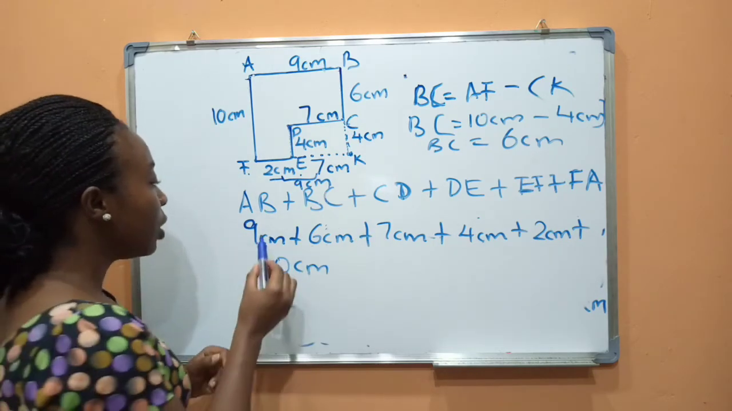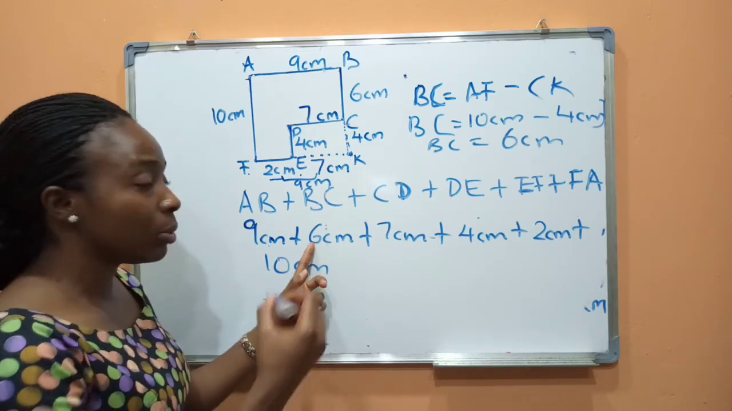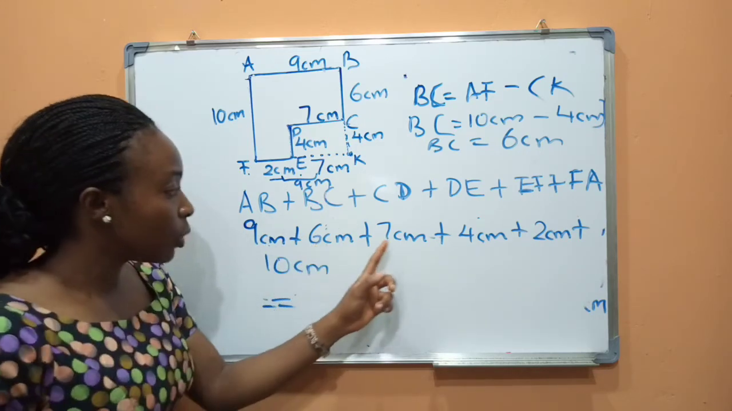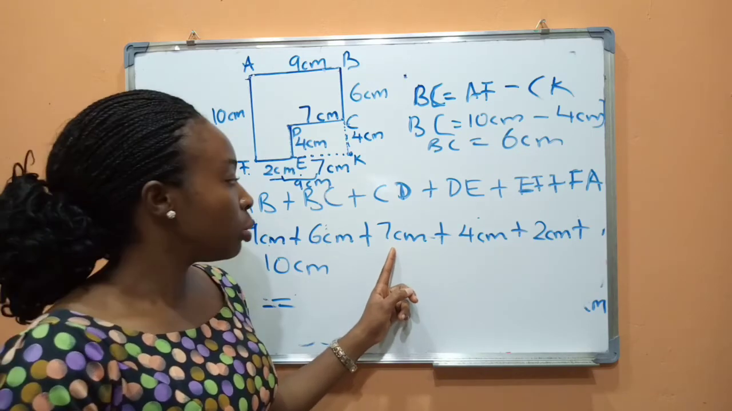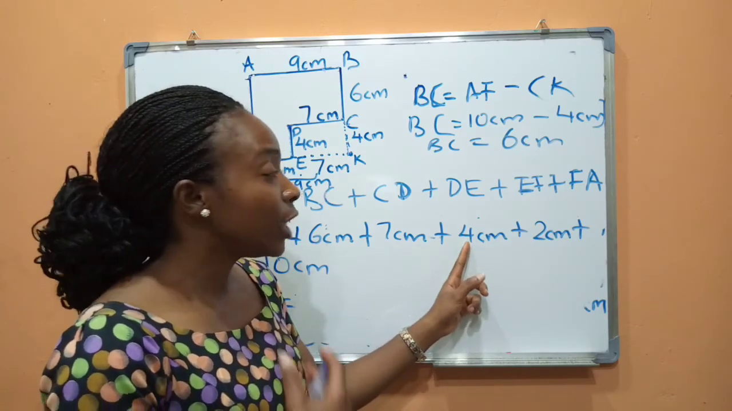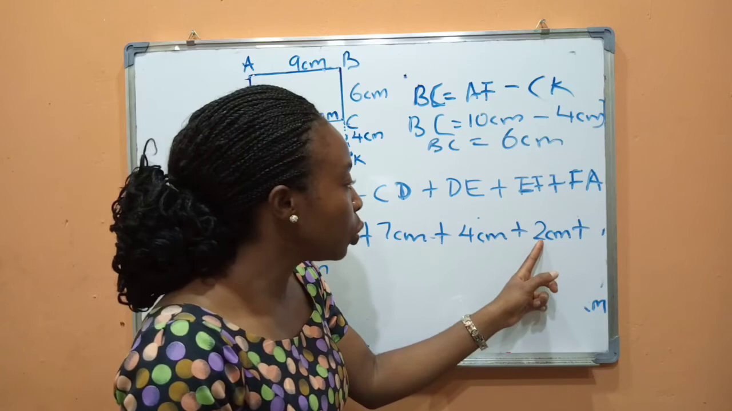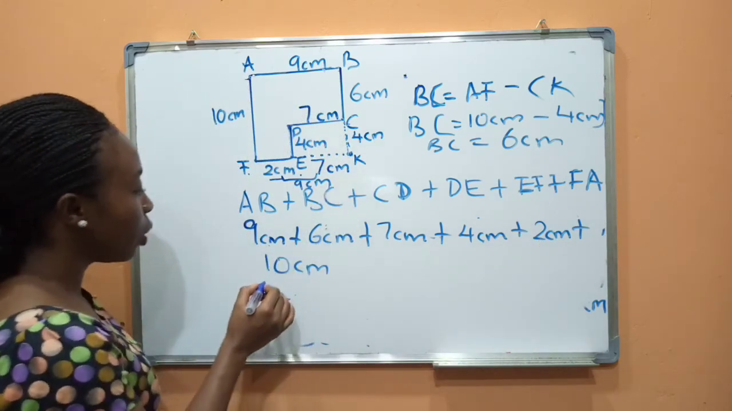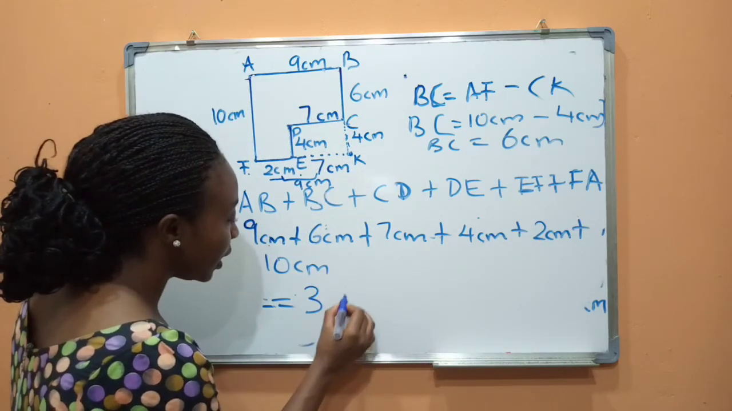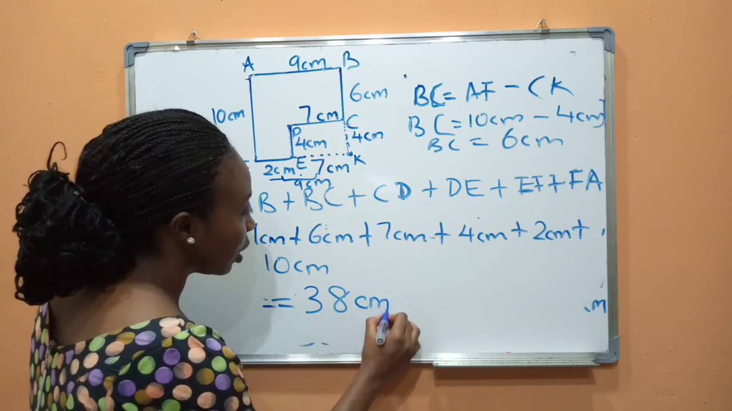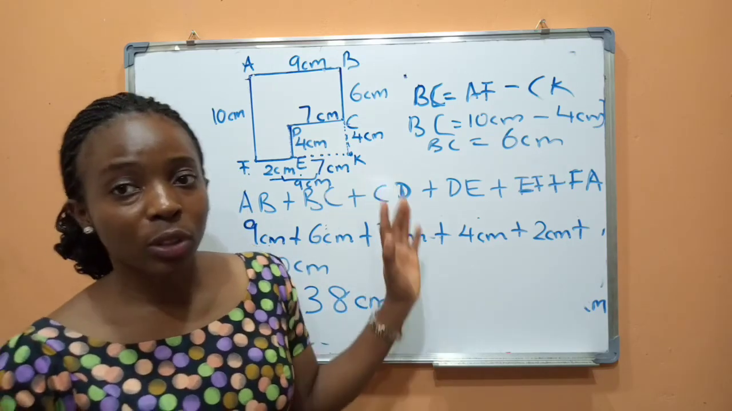So we're going to have 9 centimeters plus 6 centimeters gives 15. 15 plus 7 gives us 22. 22 plus 4 gives us 26. Plus 2, 28. And plus 10 gives us 38 centimeters. So it's really easy. Just follow the steps.